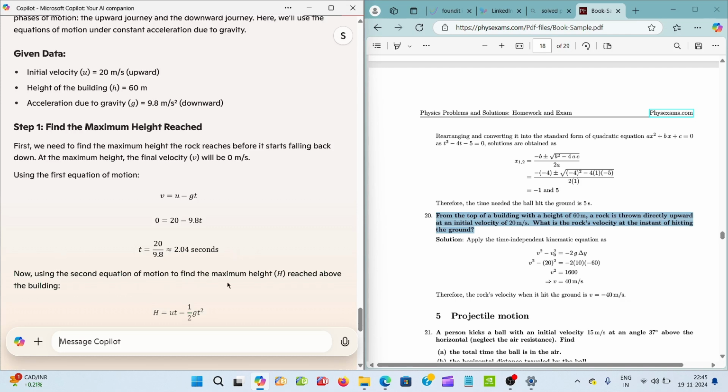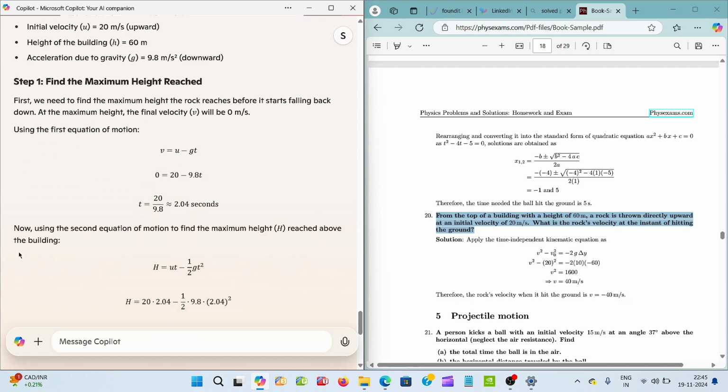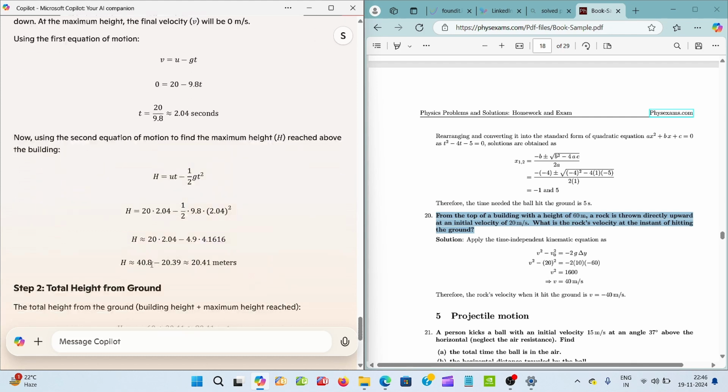Now, using the second equation of motion to find the maximum height h reached above the building: h is equal to ut minus half gt squared. So h is 20 into 2.04, where u is the initial velocity, minus half into 9.8 into 2.04 squared, using the time we found. Finally you get h is 20.41 meters. So the total height achieved by the rock above the building will be 20.41 meters.